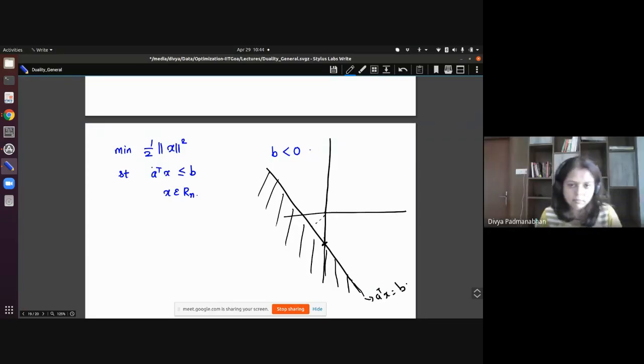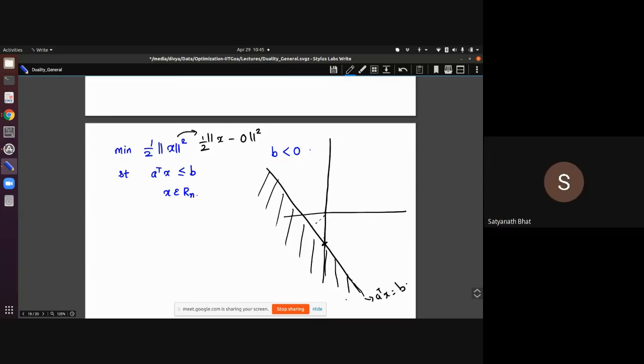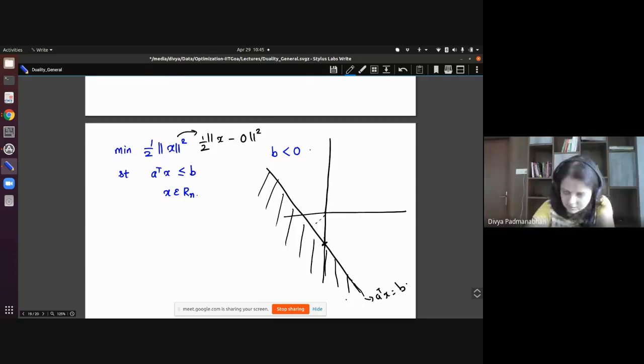Yes, exactly. So this norm, you can think of this as x minus origin squared. So this is just this. So it's half of this distance. Okay. So it is actually not just a line. It is the shortest distance to the entire half space. Yes, exactly. It's the shortest distance to the entire half space, this whole half space, yes.